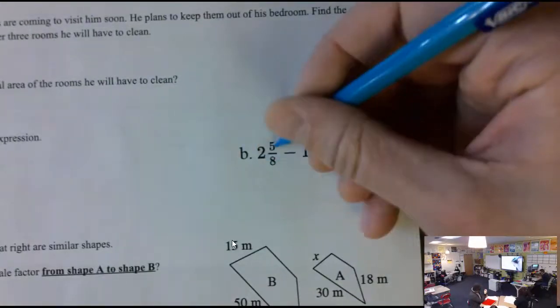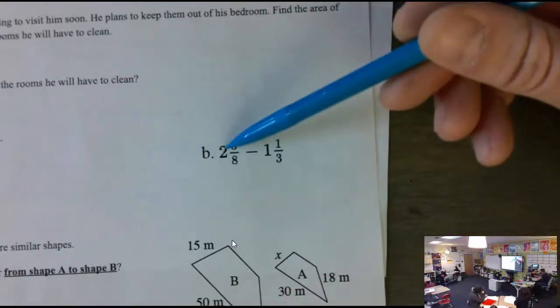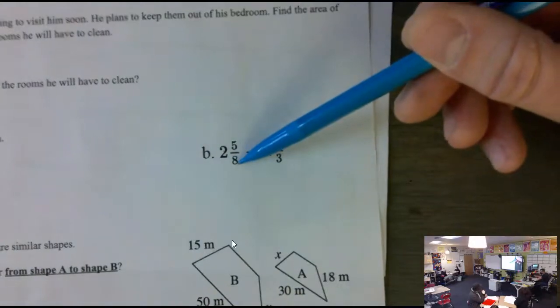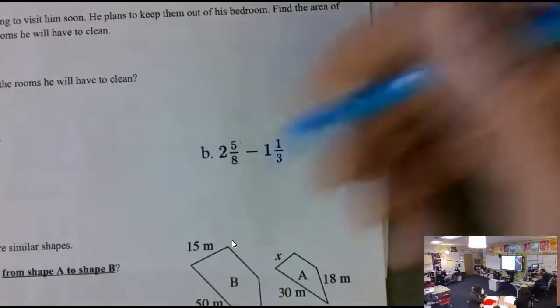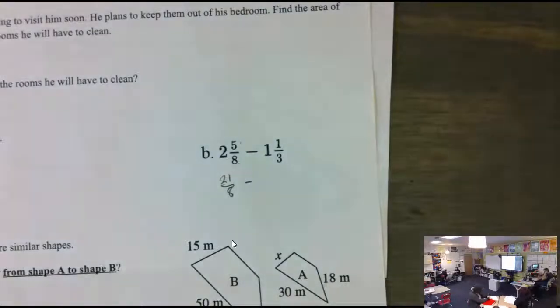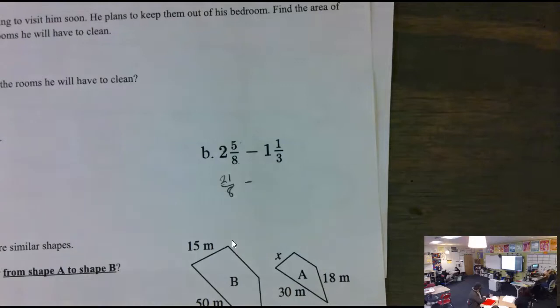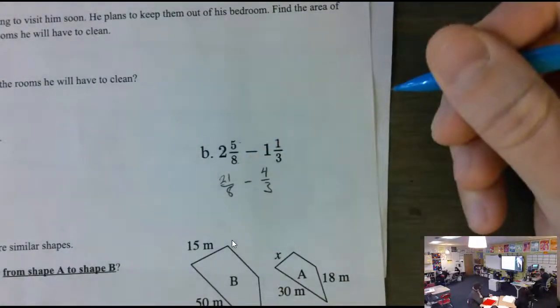I always make it improper first, because mixed numbers are just tricky to work with. So to improper here, 2 times 8, 16, plus 5 more is 21 over 8. Minus 1 times 3, 3, and then add 1, 4. So minus 4 over 3.